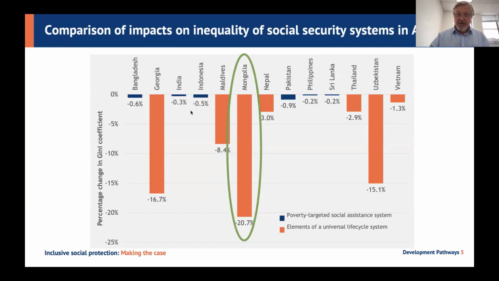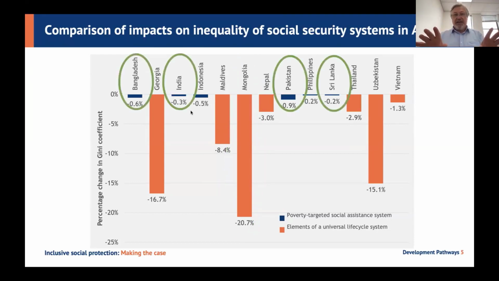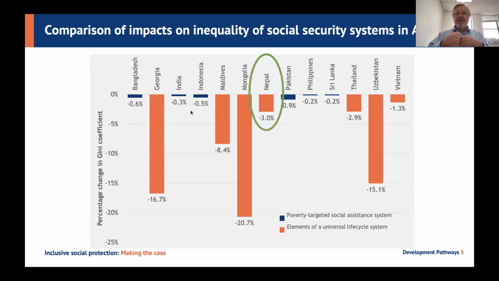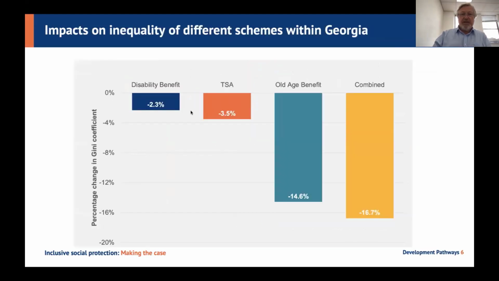We find the biggest reductions in Mongolia, which has quite a universal system around old age, disability, and child benefits. But just to take an example of South Asia, it's interesting to compare. The blue generally has minimal impacts on inequality through the means-tested systems. When you look at South Asia and compare Bangladesh, India, Pakistan, and Sri Lanka, which all have a kind of means-tested system, with Nepal, which has a much more universal system of social security, you can see much greater impacts in Nepal, despite it being the poorest country in the region.